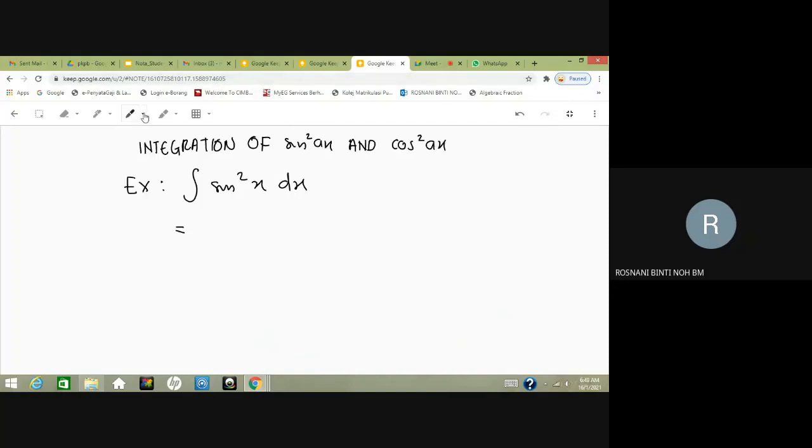Right, so refer back to the trigonometric identities. I'm using some formulas of trigonometry itself. For sine squared, we will use the double angle formula for cos 2x. One of the formulas for cos 2x is 1 minus 2 sine squared x. So we will use this formula.